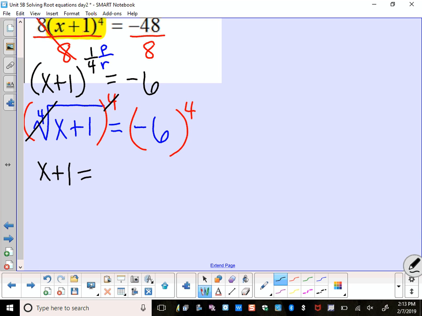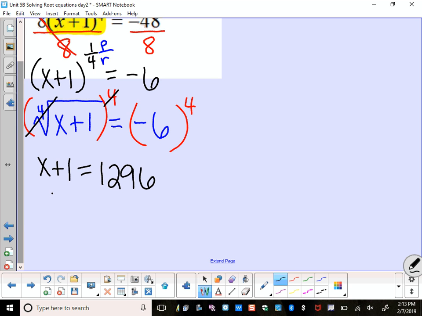Negative 1,000. Did you put the negative 6 in parentheses? 1296. Oh yeah, no, I didn't. It should be positive, so 1296. So to solve this, I'm going to subtract 1. Do we have to put them in parentheses? If it's like that, yeah. So the actual answer is 1295. Good.